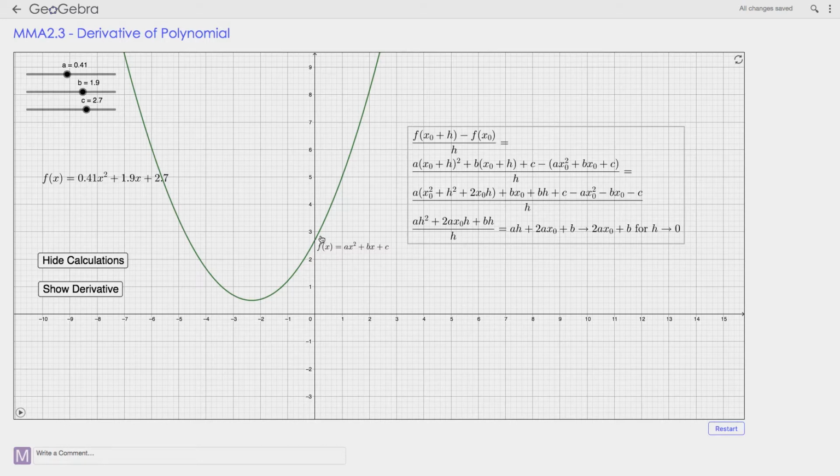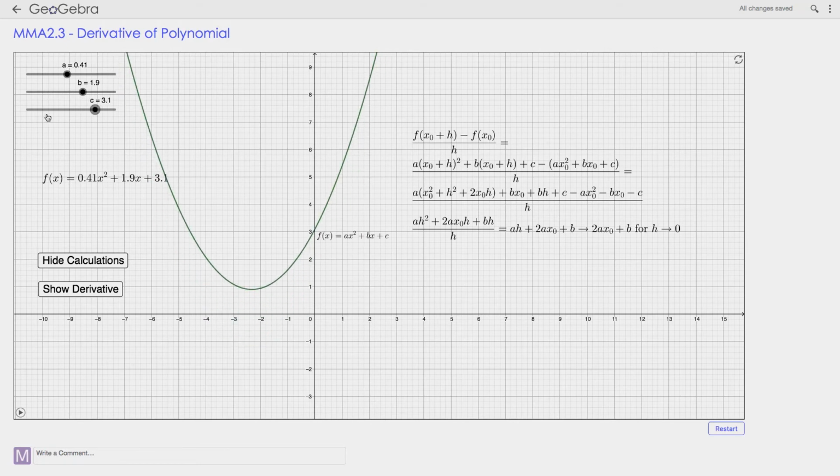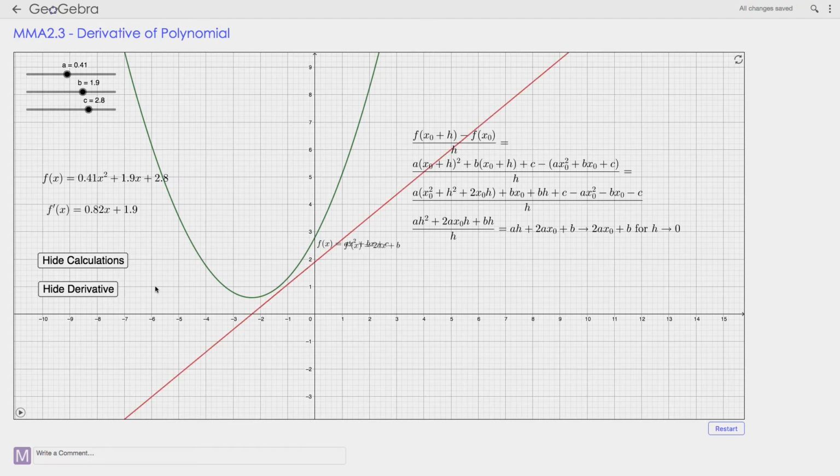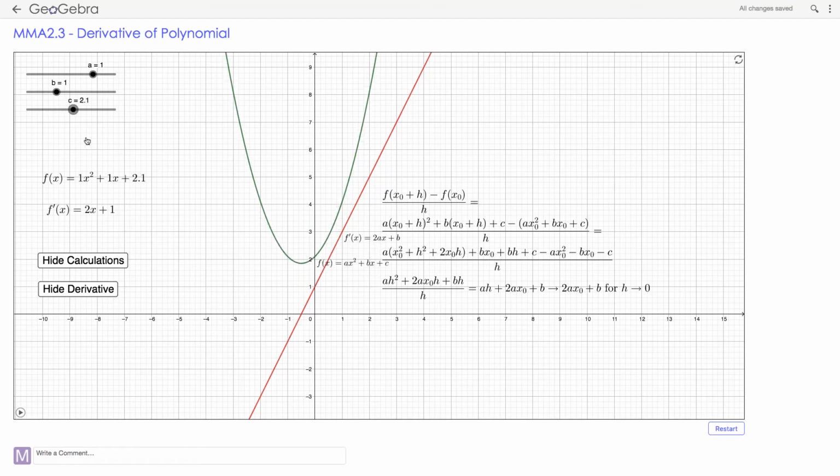Because if you take the derivative of a function, it's just the slope of the tangent that matters, and since c just determines the height of where we write this, it doesn't affect the slope, right? So the derivative is this function here. So c I can change without affecting anything else.